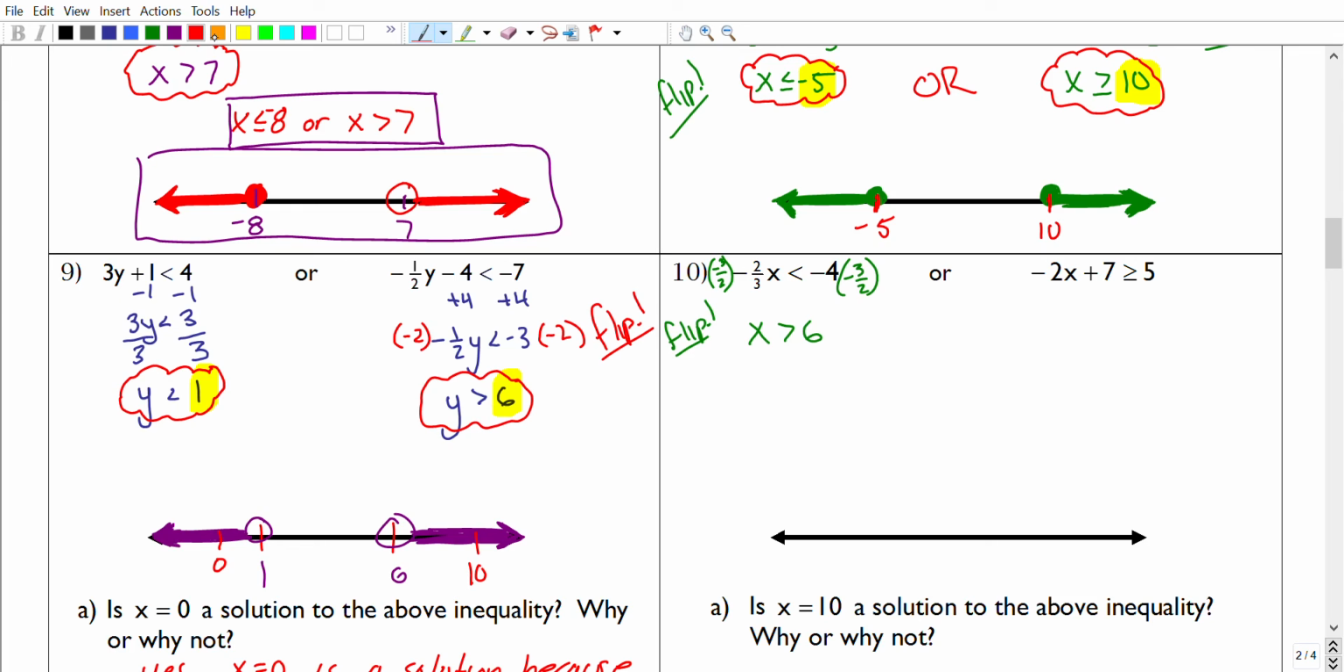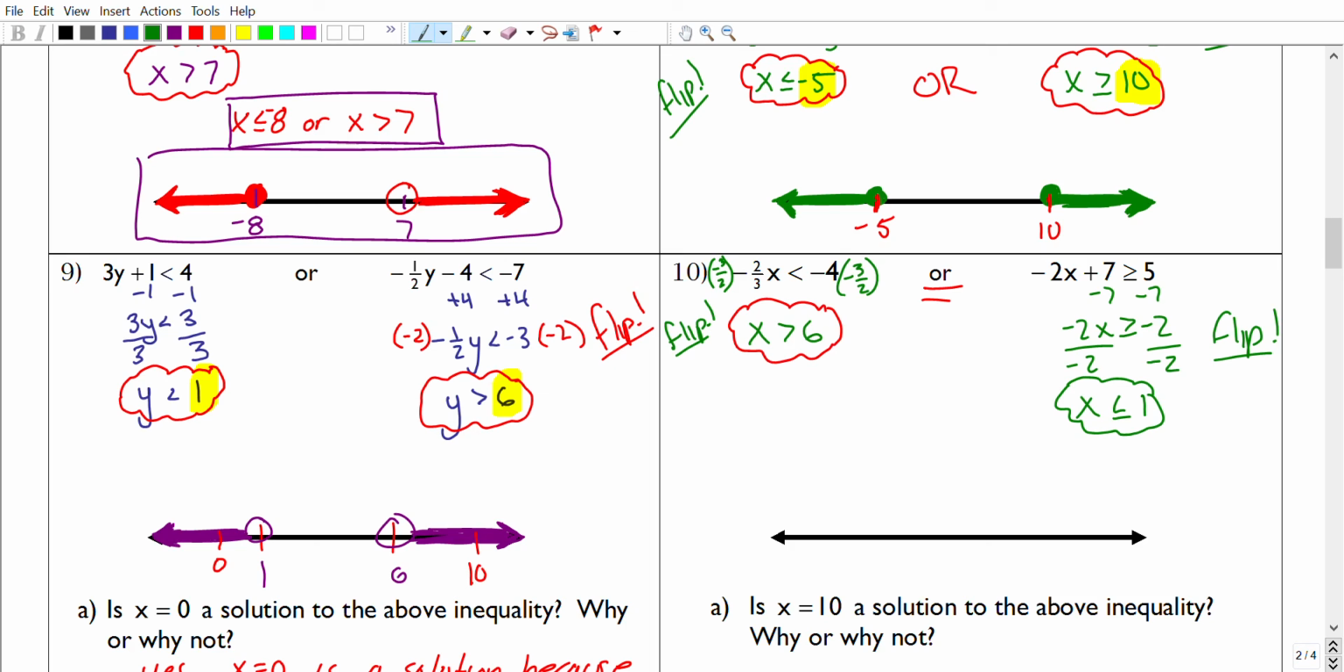Okay, so I have my solution to my first one. Now let's figure out the second one. Subtract 7 from both sides, so I get negative 2x is greater than or equal to negative 2. Divide by negative 2, which again is a negative number, so I have to flip. Anytime you multiply or divide by a negative number, you have to flip. So it's x is less than or equal to a positive 1.